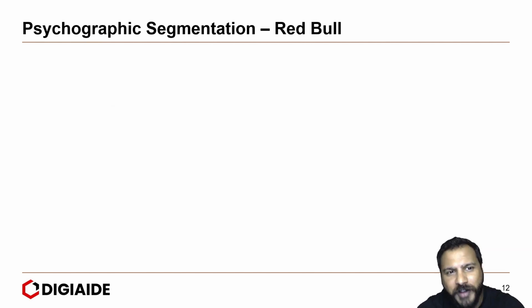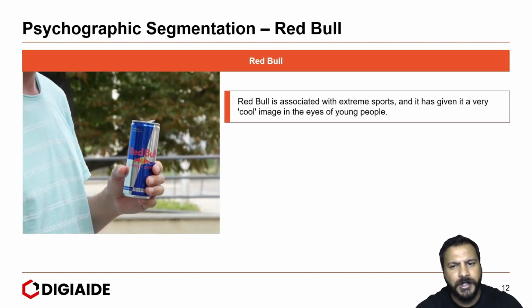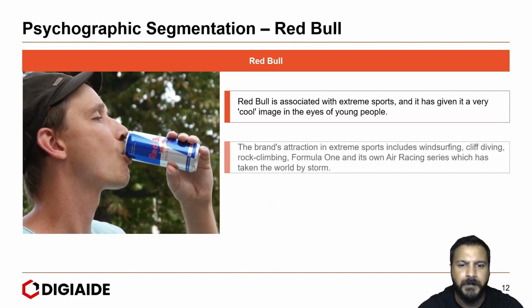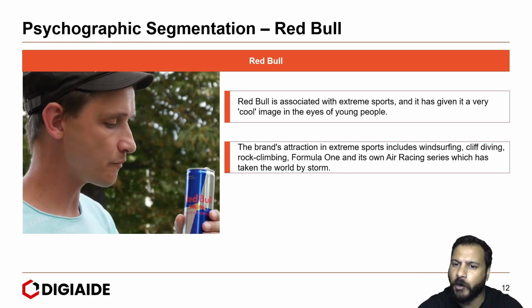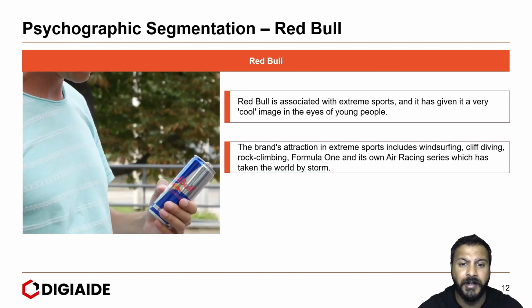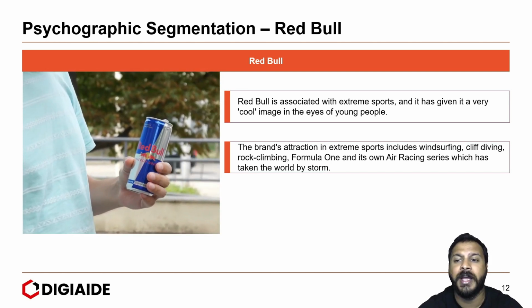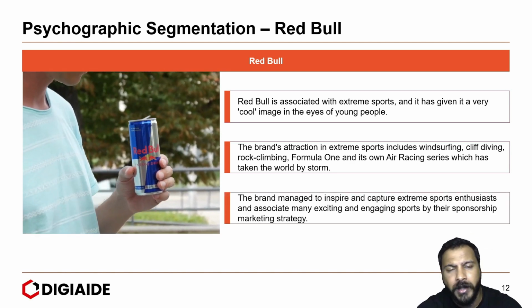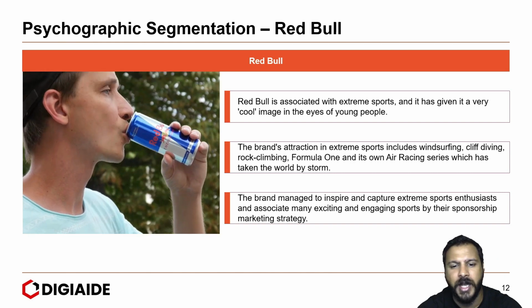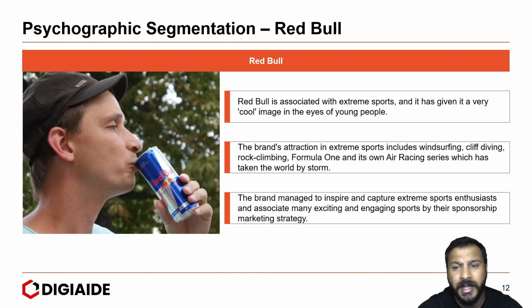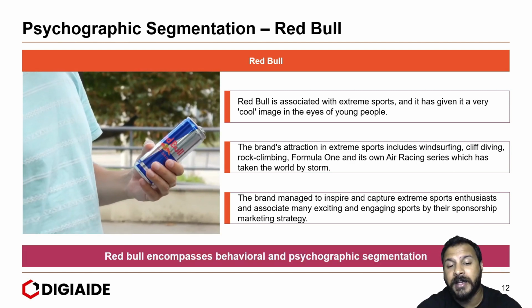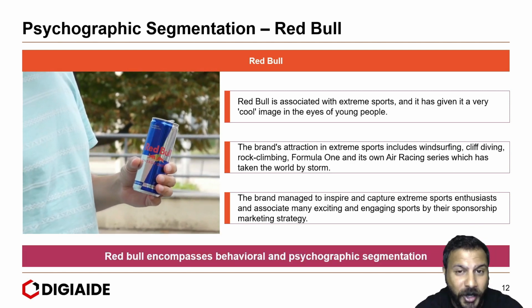Moving on to the example of Red Bull in this case. Now, Red Bull is associated with extreme sports and it is given a very cool image in the eyes of young people. The brand's attraction in extreme sports includes windsurfing, cliff diving, rock climbing, Formula One, and its own air racing series, which has taken the world by storm. The brand managed to inspire and capture extreme sports enthusiasts and associate many exciting and engaging sports by their sponsorship marketing strategy. In fact, Red Bull encompasses behavioral and psychographic segmentation.